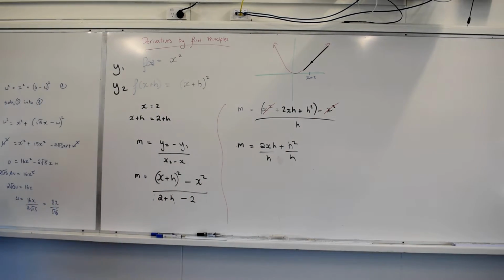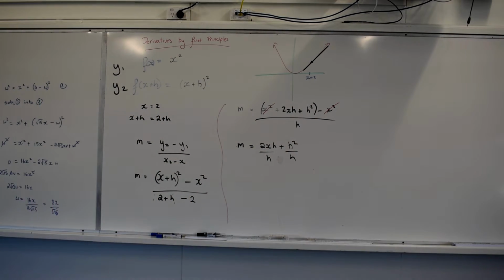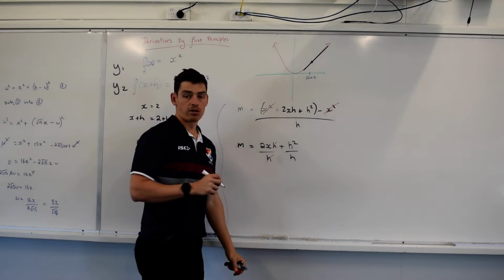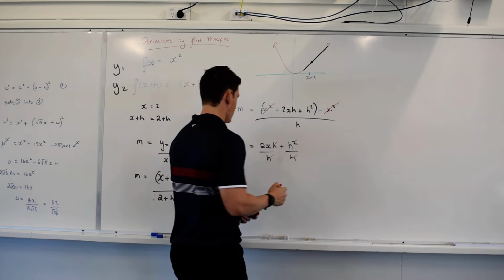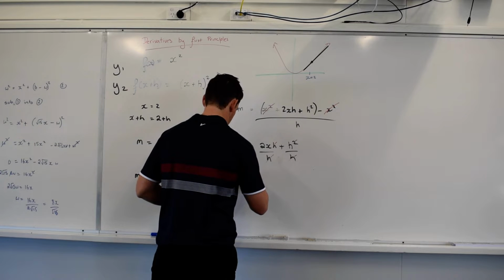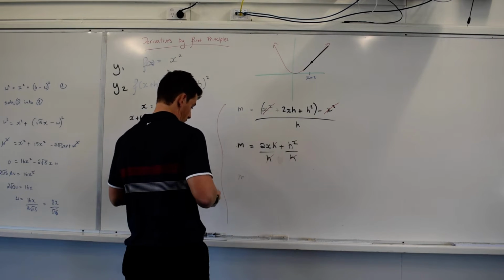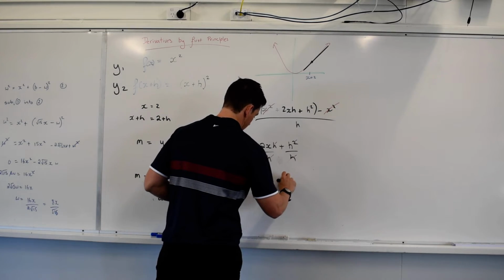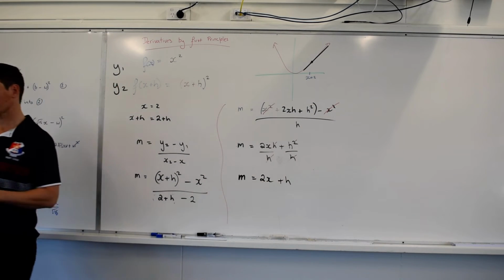Very good. Can I do anything else? What can I do? Cancel out 2x. I can cancel this h out here with this one. What else can I do? Cancel h squared becomes h. And now I'm left with my gradient. Not with that pen. My gradient equals 2x plus h.